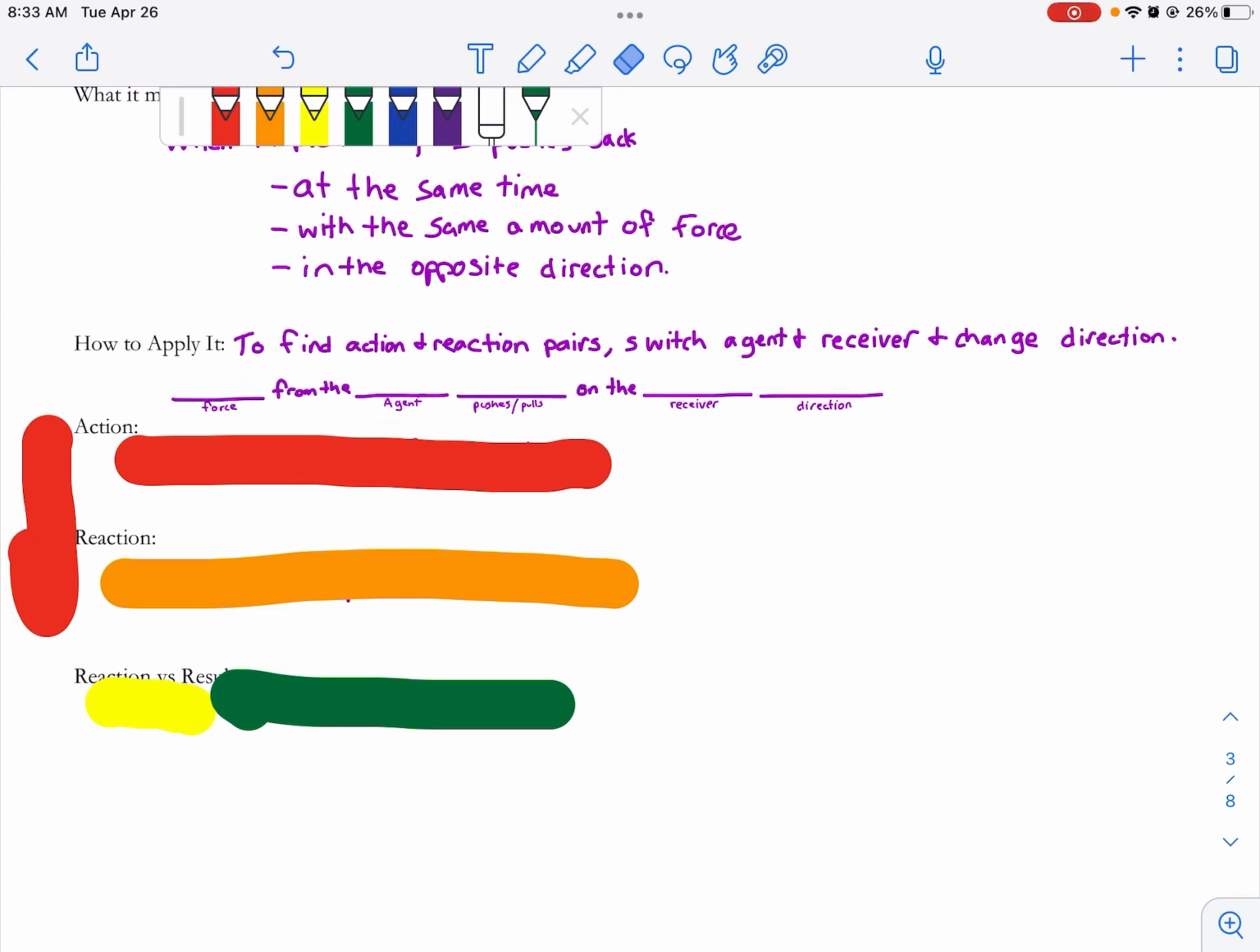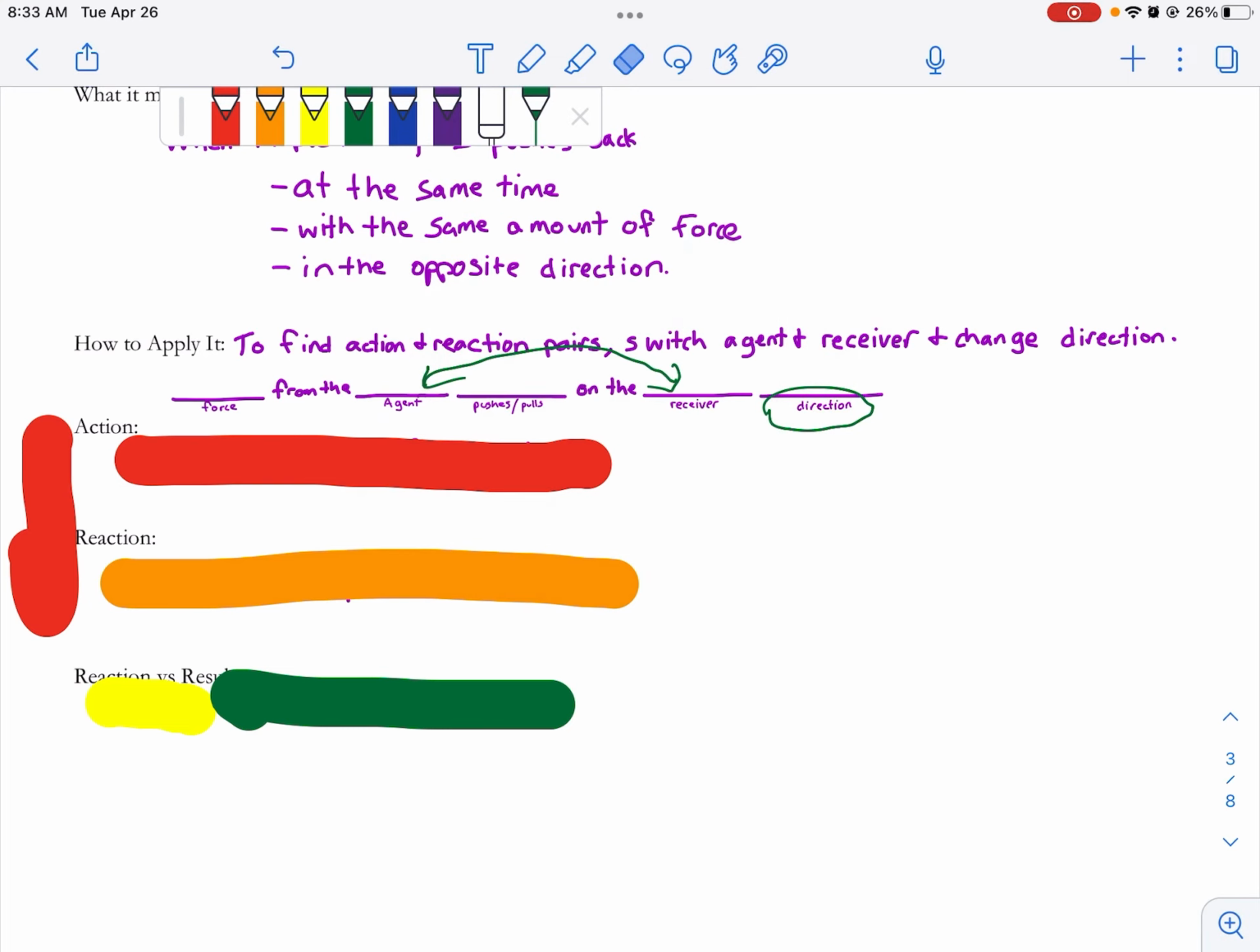So we've got that action statement. We have the force from the agent pushes or pulls on the receiver in some direction. We're literally going to take that and we're going to switch the agent. I'm going to draw that for you here. We're going to switch the agent and the receiver. Okay, terrible arrows. And then we're going to take the direction and we're going to make it opposite. All right, so let's try that.